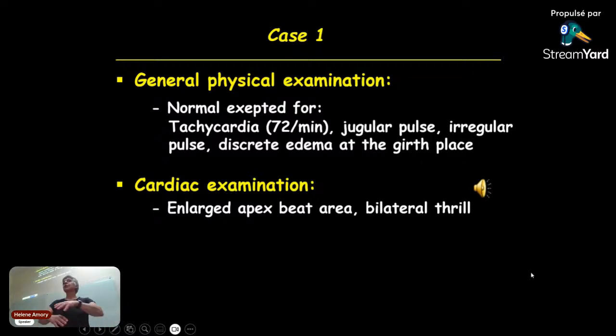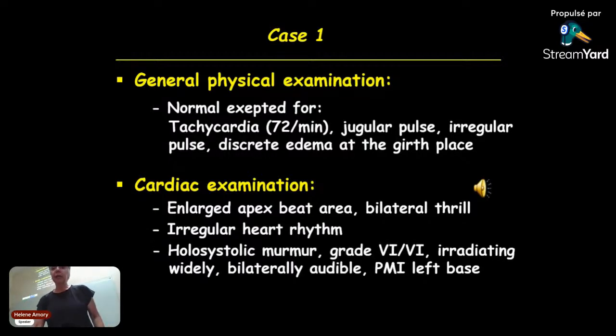What was evident also was that the heart sounds were audible in a very large area, okay? There was a thrill on both sides of the thorax. The heart rhythm was completely irregular, and thus it was indeed a holosystolic murmur. Based on the whole examination, I can tell you that it was a grade 6 out of 6. It was irradiating widely, audible bilaterally. And the PMI, the point of maximal intensity, was on the base of the heart on the left.